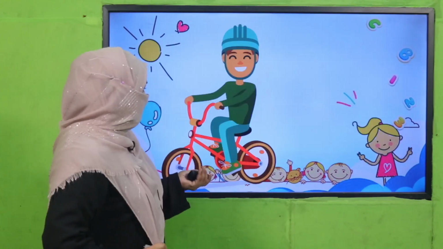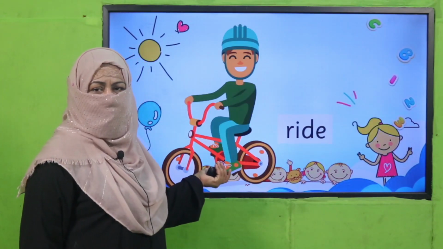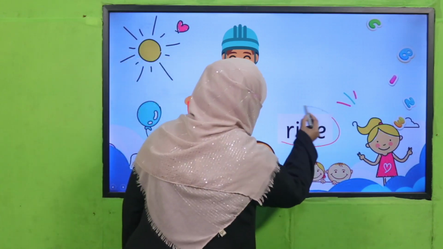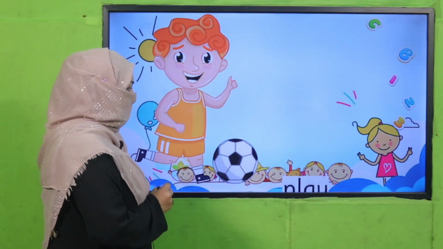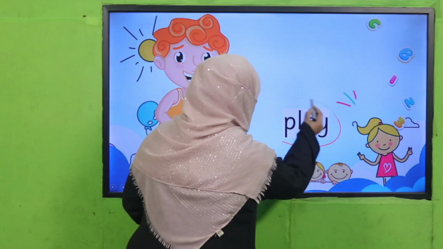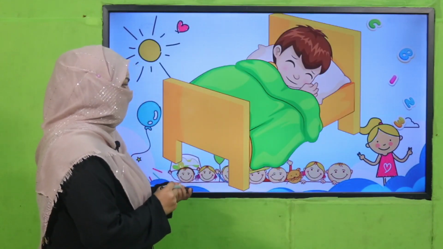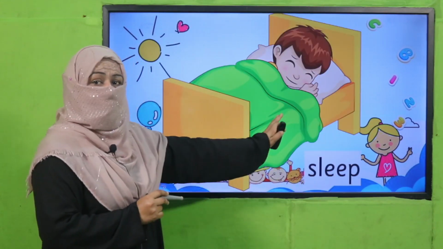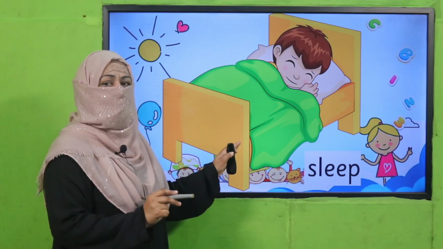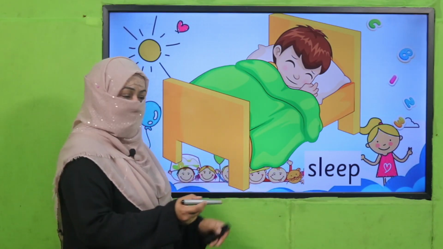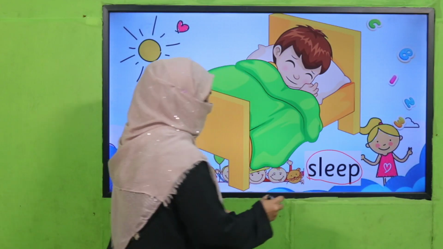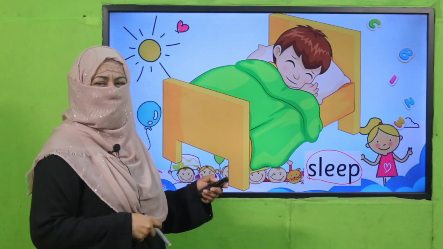Okay, its examples: what is he doing? He's riding a bicycle. So ride is an action. What is he doing? He's playing. Play is an action. What is he doing? He's sleeping. He's doing nothing. If you look at him, he's doing nothing. But sleep is also an action, right? So every time we keep on doing something.